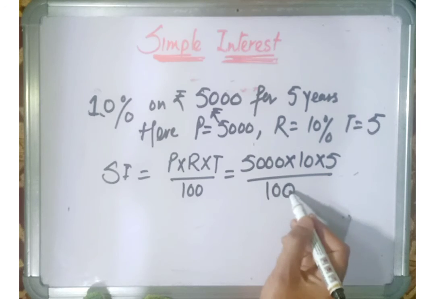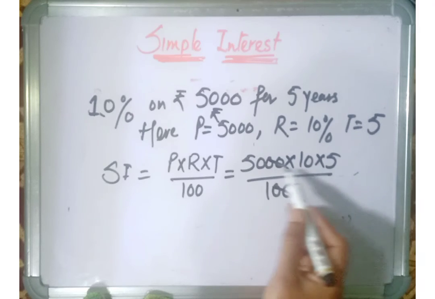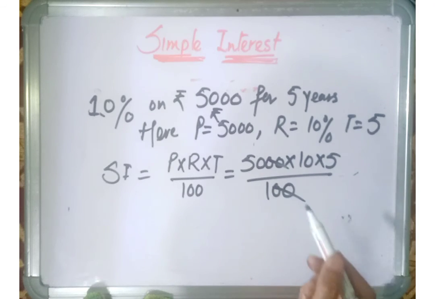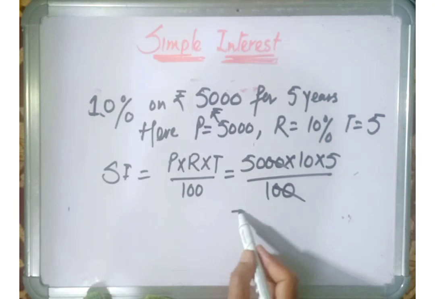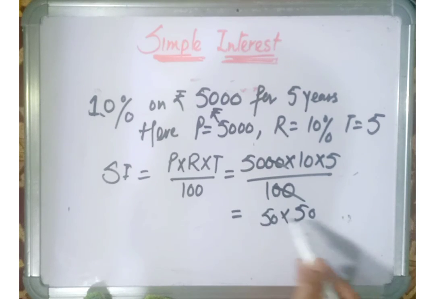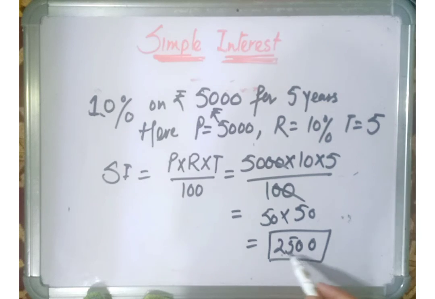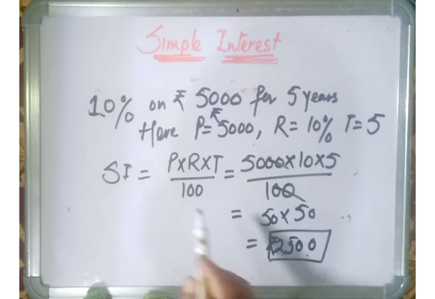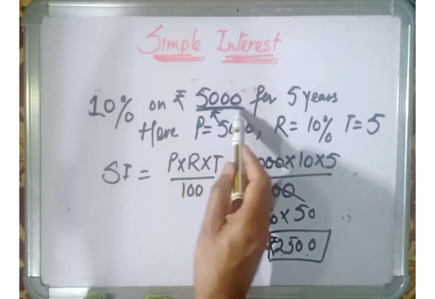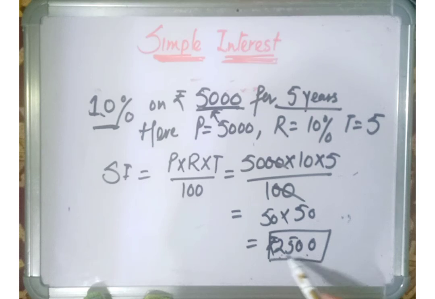These two zeros will cancel each other, because all these are multiplication and then divided by 100. So it becomes 5 times 5 is 25, into 10, which is 250 into... so that is equal to 2,500 rupees. The simple interest of 5,000 at the rate of 10% for the period of 5 years is equal to 2,500. This is how we calculate the simple interest.